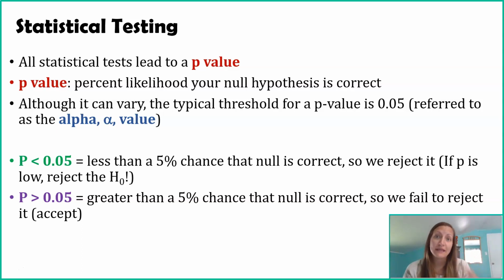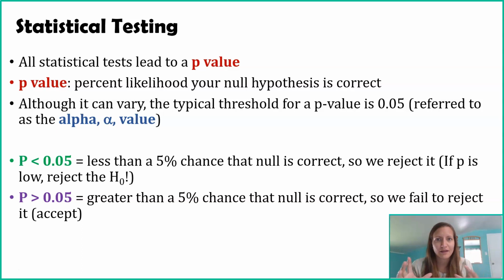Now, if your p-value is greater than your alpha, or greater than your threshold, or greater than the standard 0.05, we would say there's a greater than 5% chance that null is correct. And we're saying that's too high for us. We don't want to say something's going on. That threshold, it's not quite there. You might be like, well, it's 0.06, it's only 6%. You've got to draw that threshold somewhere. So if there's a greater than 5% chance the null is correct, we fail to reject the null hypothesis.